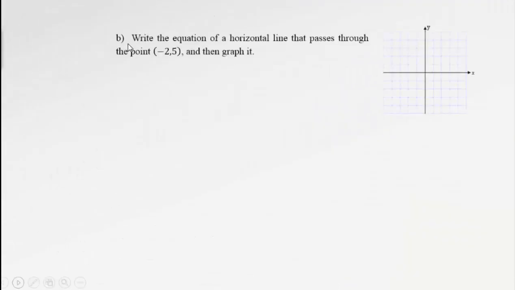And second case, write the equation of a horizontal line that passes through this point, and then graph it. Horizontal line has equation y equals a constant, and our constant y must be 5 because the line passes through this point. So y equals 5. Okay, let's graph it. Y equals 5 is here, therefore the horizontal line that passes through the 5 goes like this. Obviously the point -2, 5 is on our line.